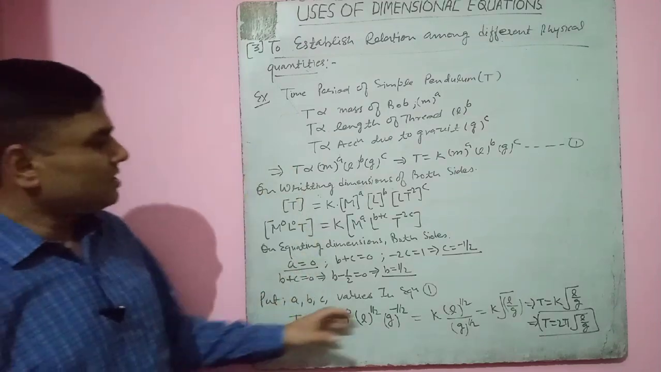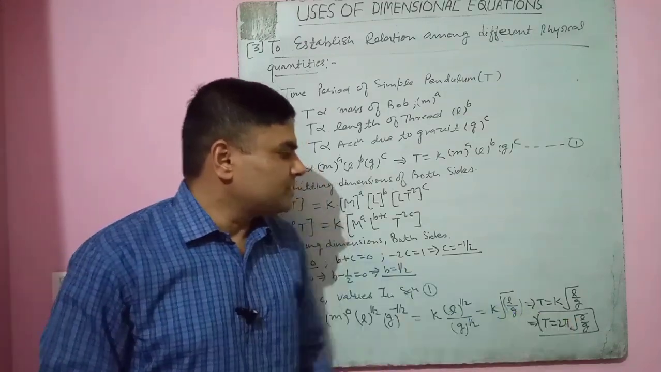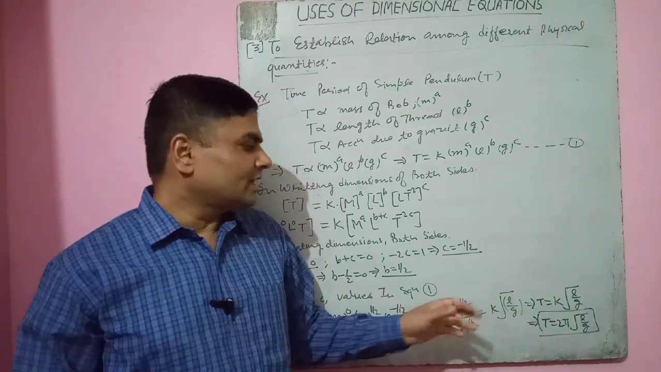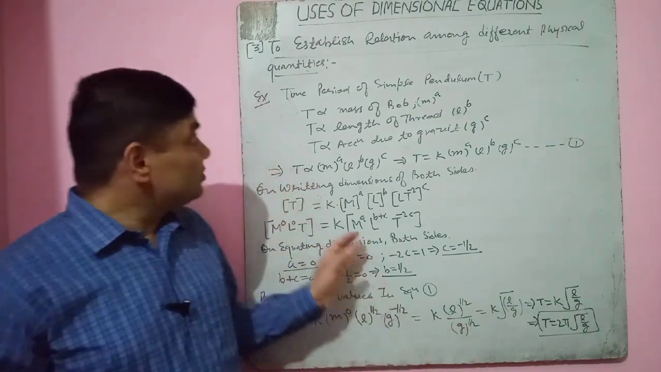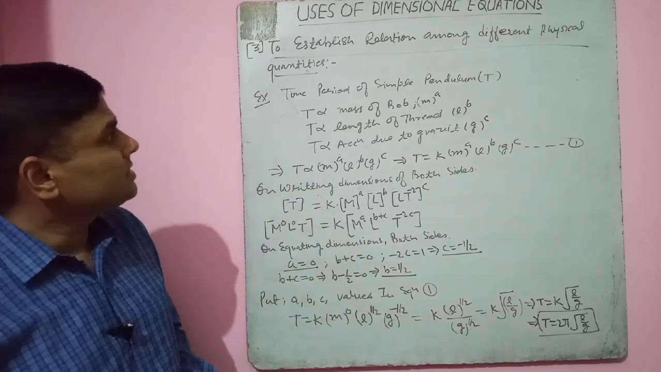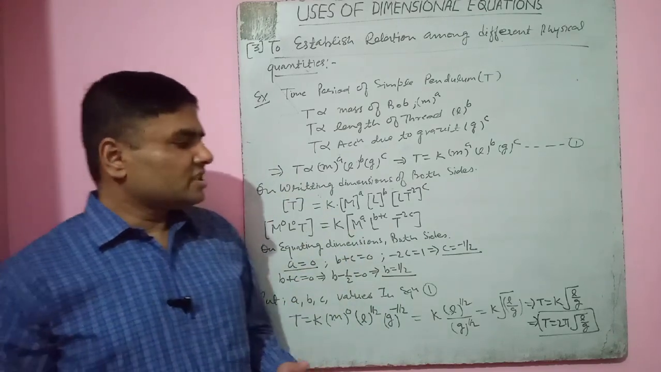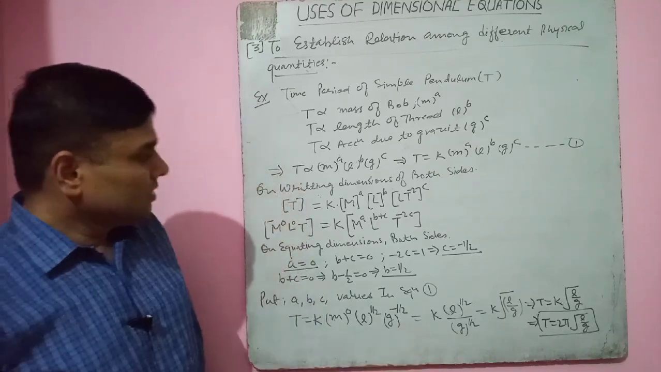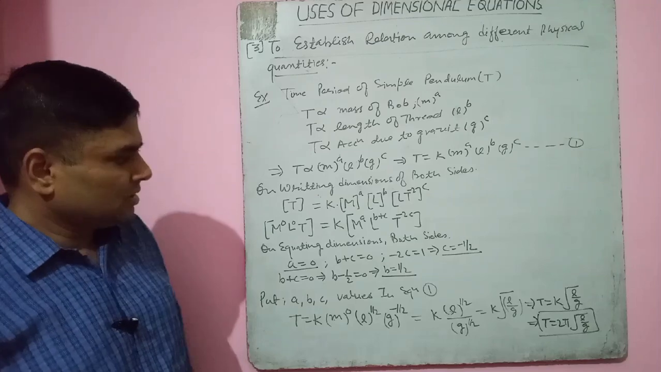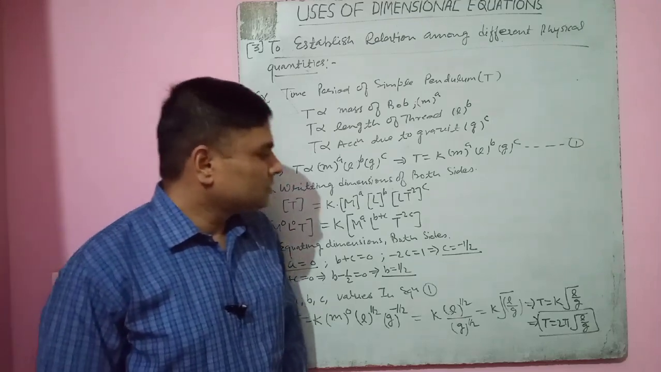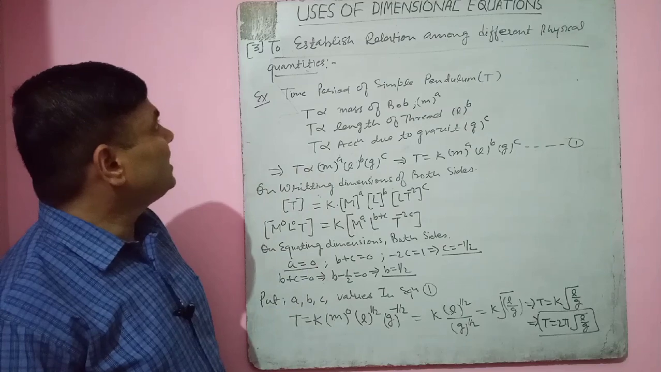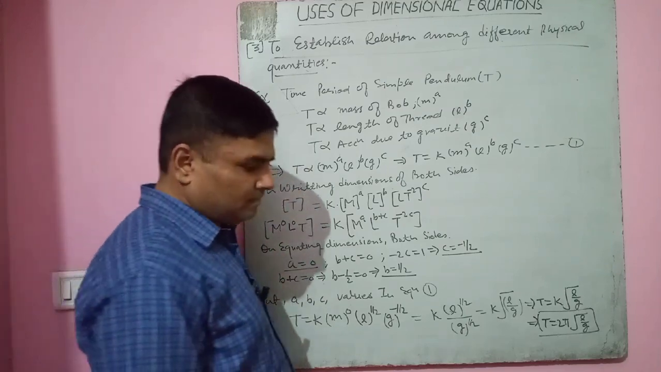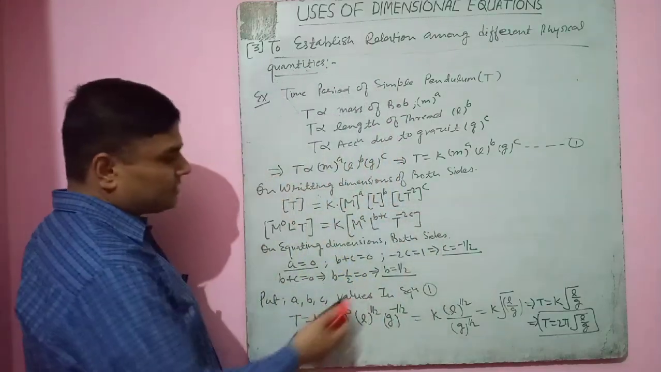Thus we have established the relation among T, L and g, or in other words we have derived the formula for the time period of a simple pendulum. By the use of this principle to establish a relation among different physical quantities, you can establish different formulas of physics with the help of this process. Now we have to see what the limitations of dimensional analysis are. So take a screenshot of this.